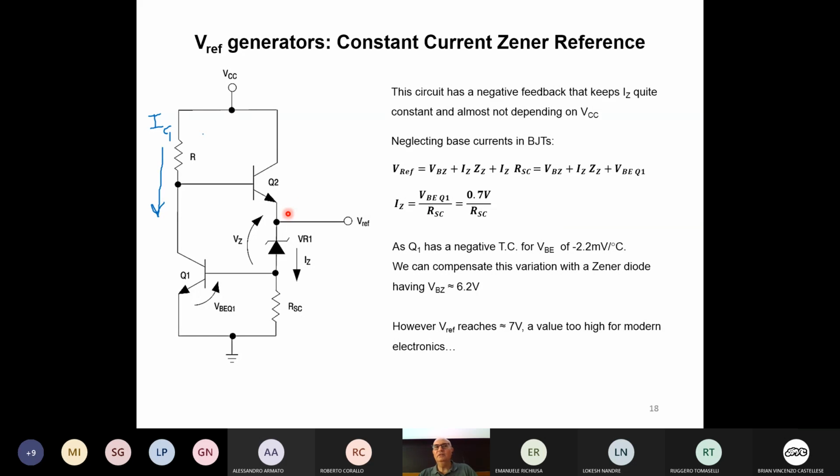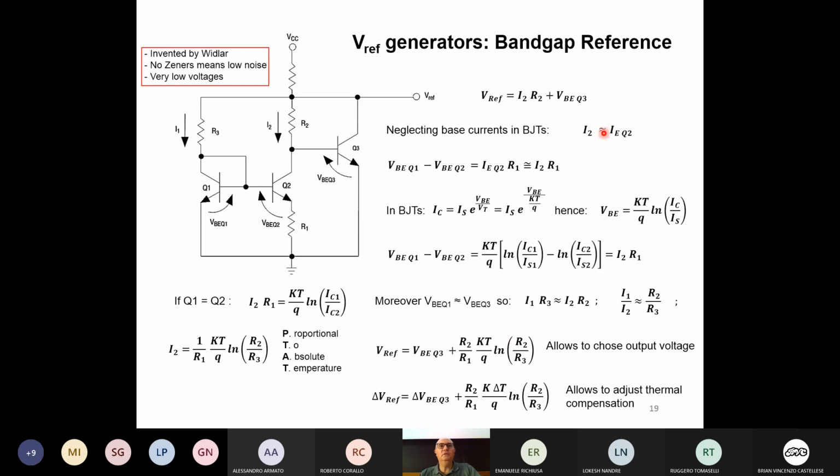Okay, so this circuit is just a big improvement if we compare with the simple Zener diode, but gives an output voltage which is a bit too high. It's a bit too high if we think that the modern devices are working with 3 volts, 1.8 volts. So we cannot use this kind of circuit with modern cell phones and things like this. We must move to a different circuit. This is a very popular circuit which is called the bandgap reference. But we don't have time to deal with it today, so we'll discuss it tomorrow, okay?